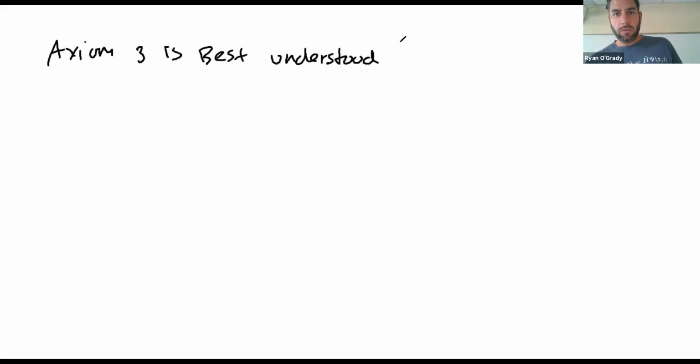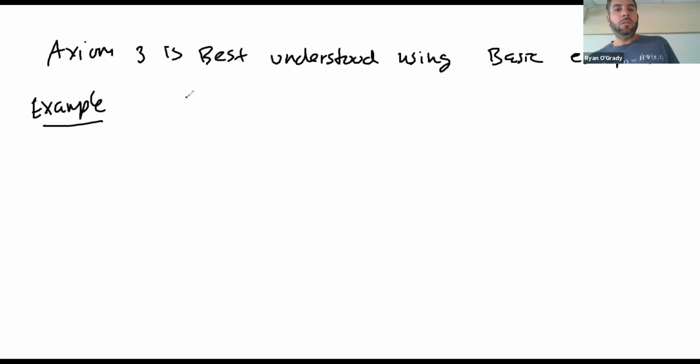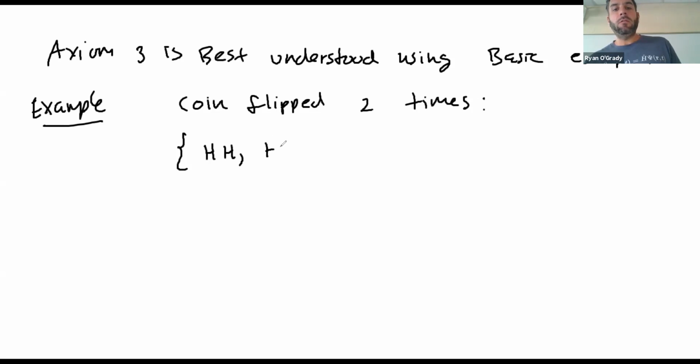So axiom 3 is best understood using basic examples. So let's play a game. Let's do a coin flipped 2 times. So let's remind you of what the sample space is. It's heads, heads, heads, tails, tails, heads, tails, tails.